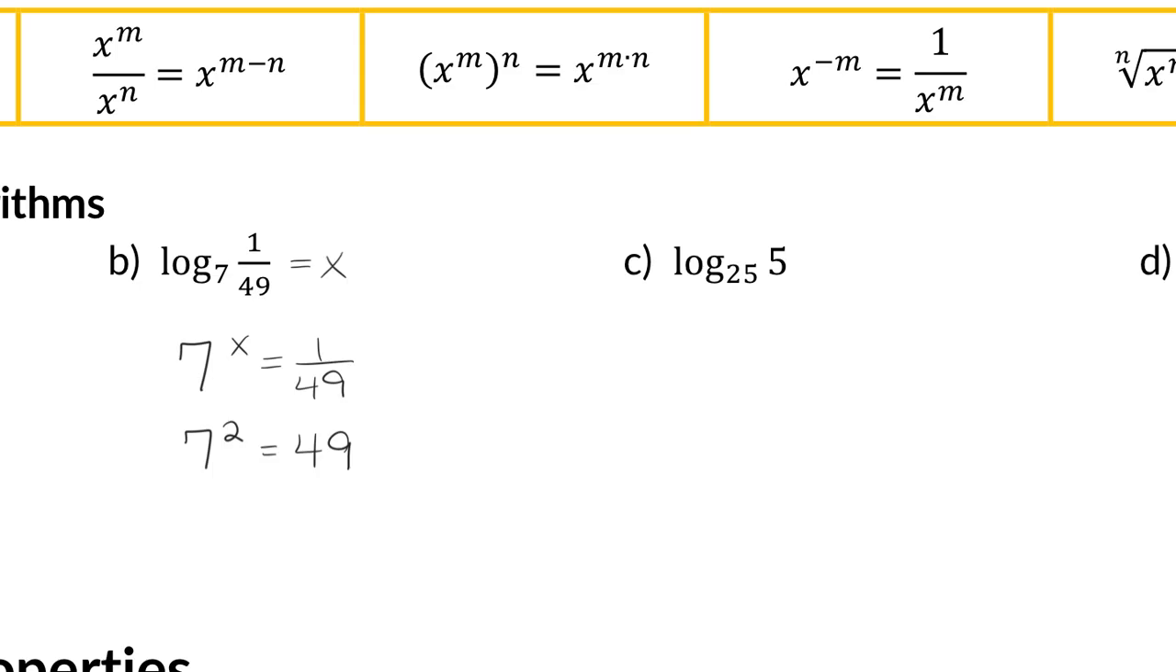There is an exponent rule most people forget about. Look at this guy. It says if you want something out of the denominator or into the denominator, you make its power negative, which means 7 to the negative 2 power is equal to 1 over 49, because it moves it to the bottom. Log base 7 of 1 over 49, therefore, is negative 2.